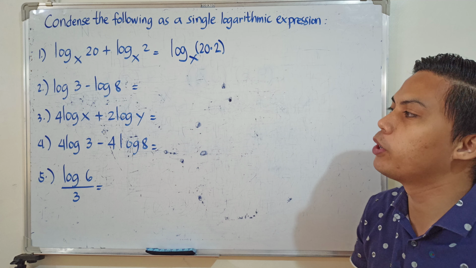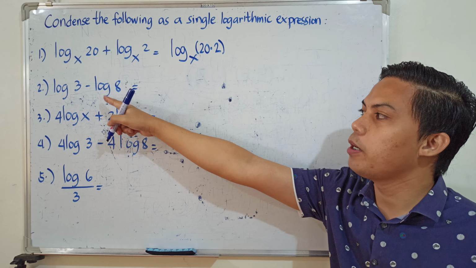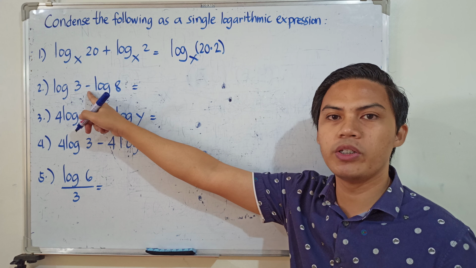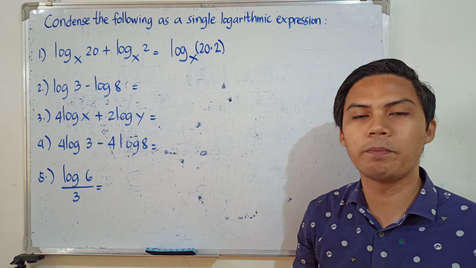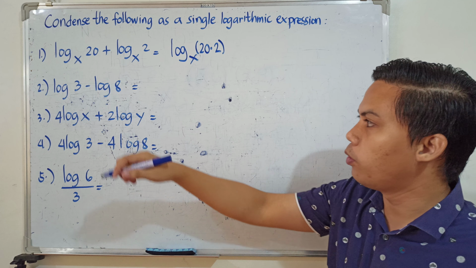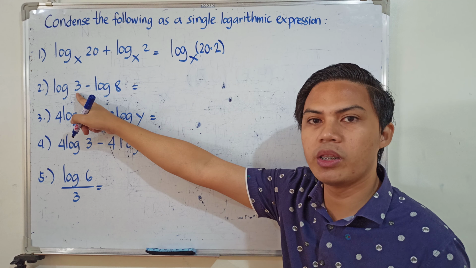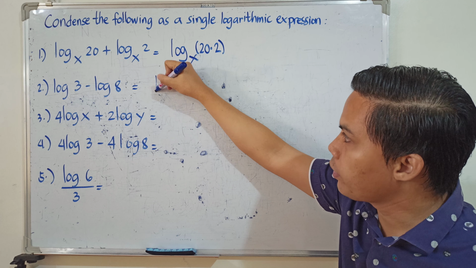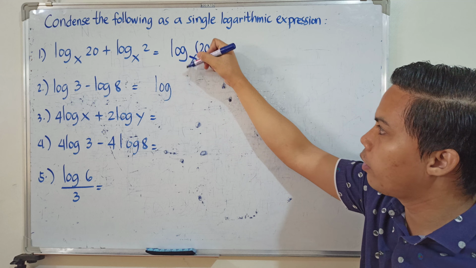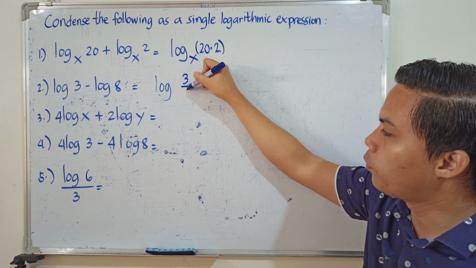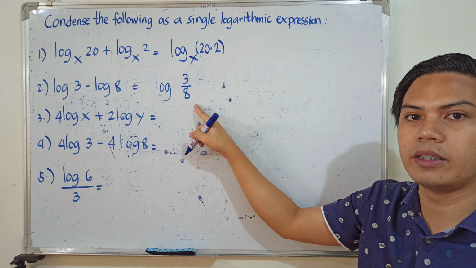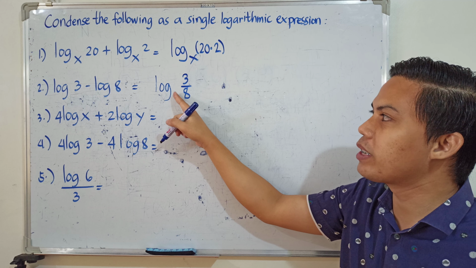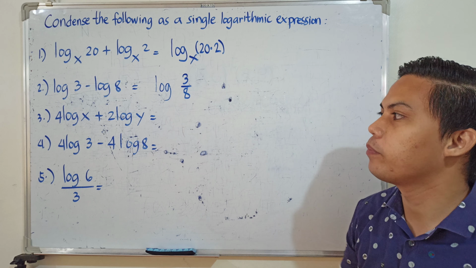Okay, how about number 2? We have the logarithm of 3 minus the logarithm of 8. As we all know, pag subtraction ng operation, then we're going to divide or apply the quotient rule. So, yung numerator natin would be 3, then yung denominator naman natin would be 8. So our final answer will become the logarithm of 3 over or divided by 8. Again, this is common logarithms. Ibig sabihin, yung base natin will be equal to 10.